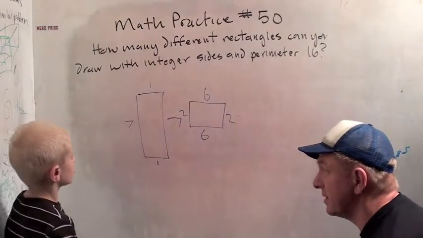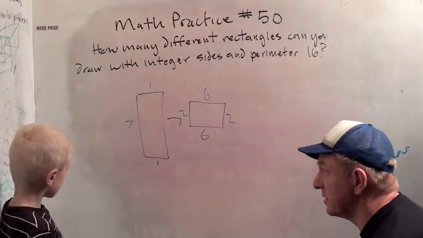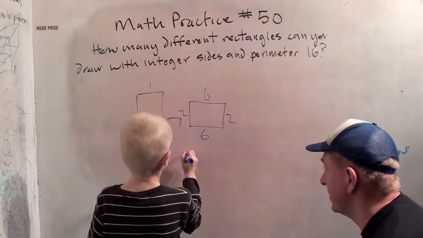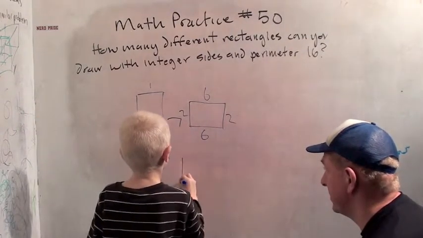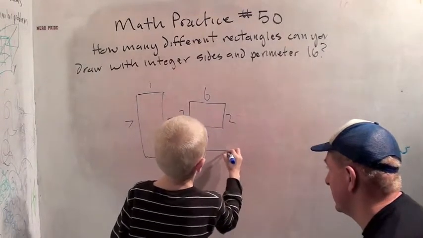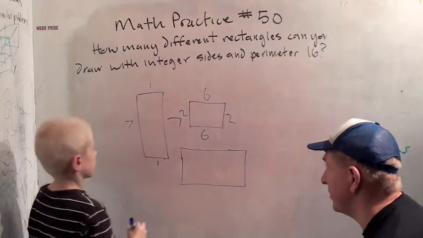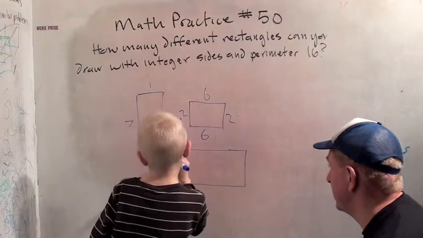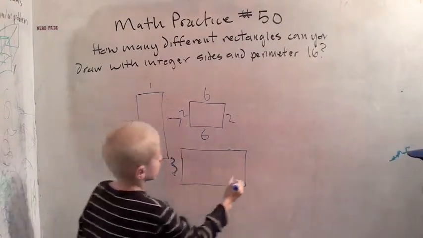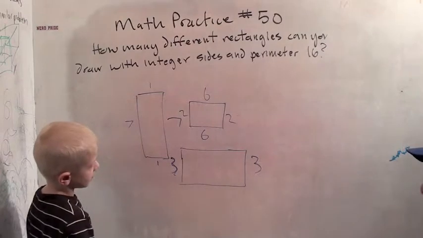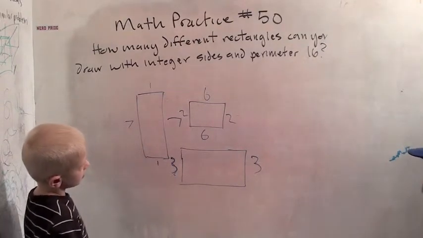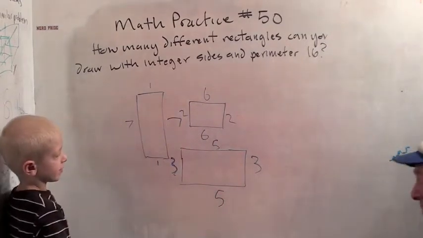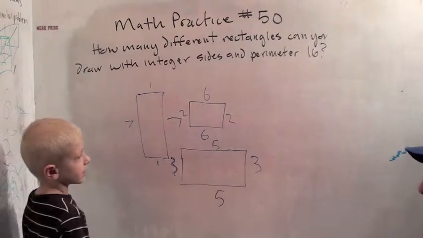Now we have to draw a different rectangle. Now this would be 3. And these would be 5. Awesome. Okay, what's next?